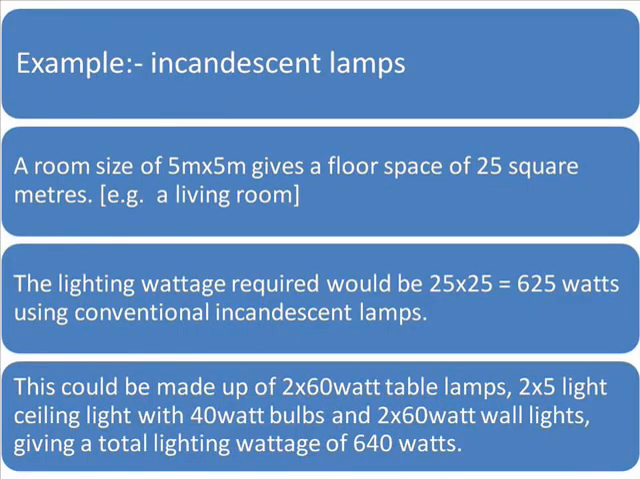Here are some examples. A room size of 5 metre by 5 metre gives a floor space of 25 square metres. A good example of this would be a living room. When using conventional incandescent lamps, the lighting wattage required would be 25 times 25, which would equal 625 watts. This could be made up of 2 60-watt table lamps, 2 5-light ceiling lights with 40-watt bulbs, and 2 60-watt wall lights, giving a total lighting wattage of 640 watts.